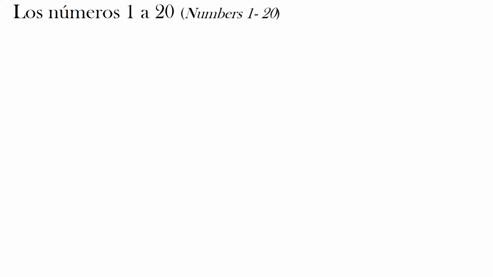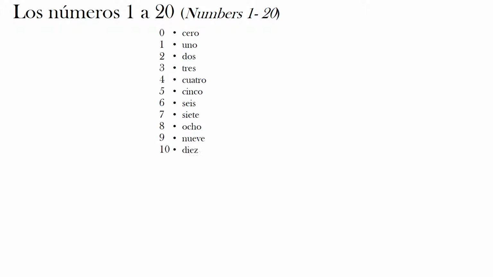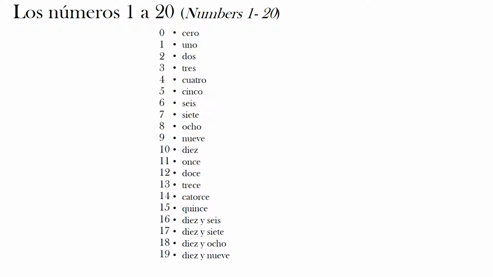Bien, to tell time, you need to know how to say numbers in Spanish. ¿Sí o no? Sí. So let's go over these quickly, rápidamente. 0, 1, 2, 3, 4, 5, 6, 7, 8, 9, 10, 11, 12, 13, 14, 15, 16, 17, 18, 19.